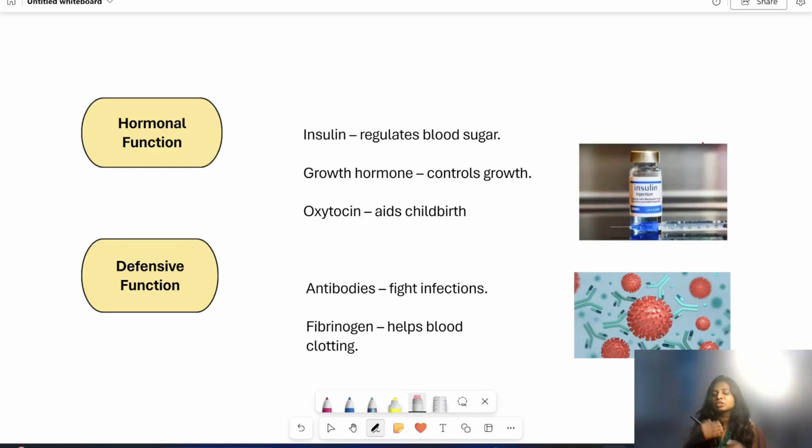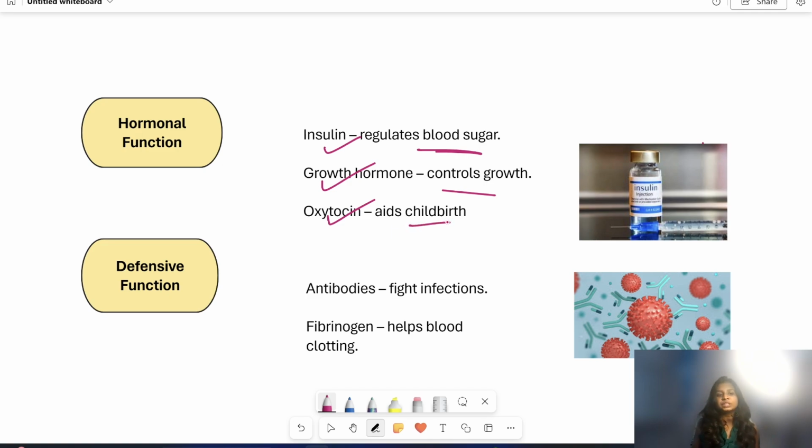Talking about the next function, it's hormonal function. These proteins act like messengers. They send signals throughout the body. Insulin, growth hormone, and oxytocin are some examples of hormonal proteins. Insulin regulates blood sugar. Growth hormone controls growth. Oxytocin aids childbirth.